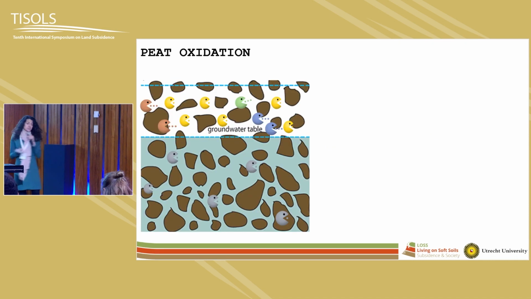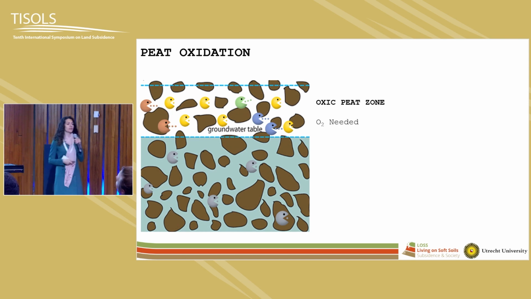Because a chemist named this chemical process oxidation, the first thing we think is that there must be oxygen. That is true if we are talking about an oxic peat zone. Then the microbes living there are adapted to a condition where oxygen is required to oxidize the peat.